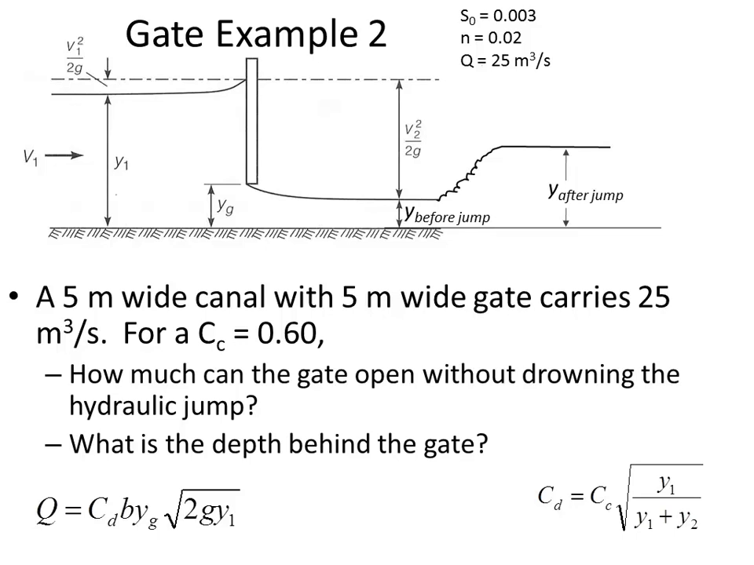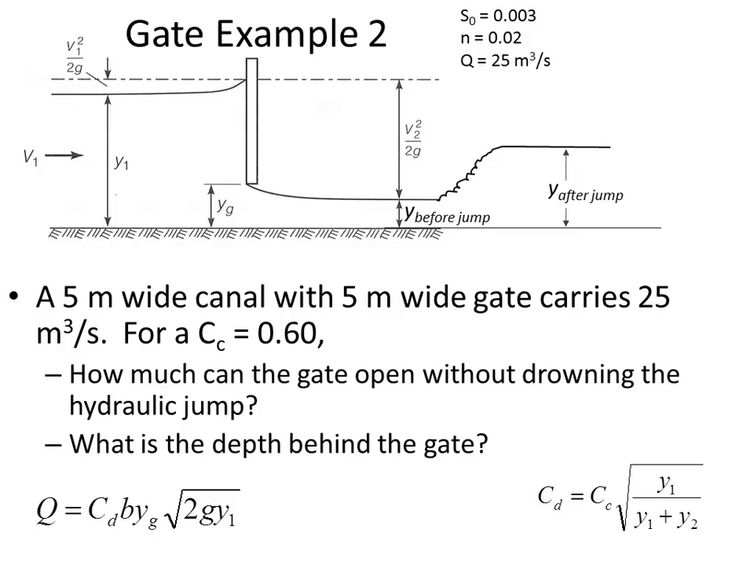Here's the gate, here's the water. If it was open 1.5, then there wouldn't be anything at all. The water would just flow underneath that obstruction, and it would be 1.78 meters downstream. If it was down below the critical depth, though, so this is one possibility.